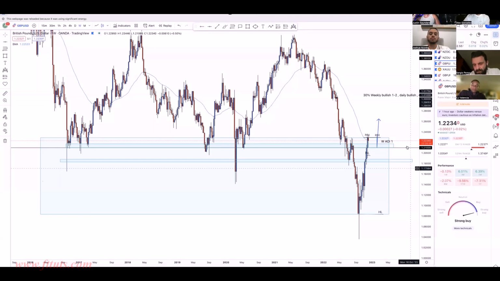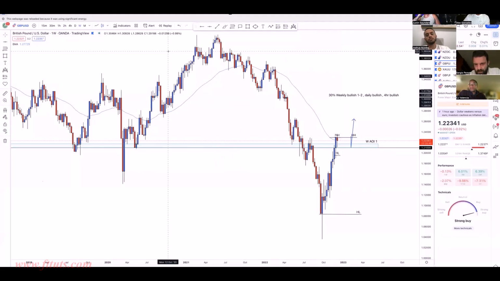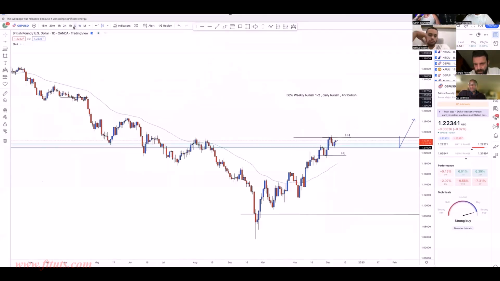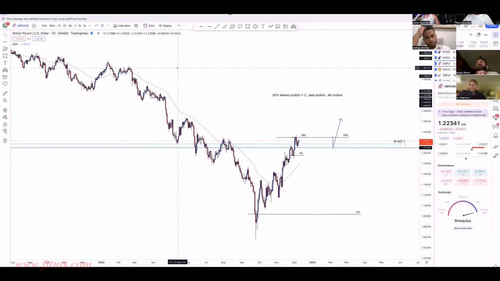All right, so now we understand this is going to be our weekly area of interest. We don't really need this zone right here. So we know we're looking to come back here and buy. Cool. So now we go down to the daily time frame.